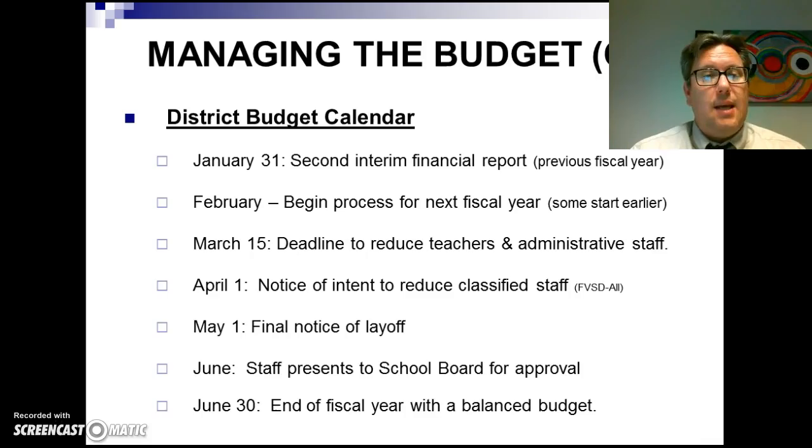March 15th is a big piece in deadlines, knowing that that's the day of the pink slips. The deadline to reduce teachers and administrative staff is that they have to be notified. If you don't notify on the 15th for a tenured staff member, they are kept on to the next year, expected because of union agreements. April 1st, the notice of intent to reduce classified staff. Very, very important that that is included. And then May 1st, the final layoff. June, staff presents to the school board for approval for the next school year. And then June 30th, the end of the fiscal year, with a balanced budget must be presented.